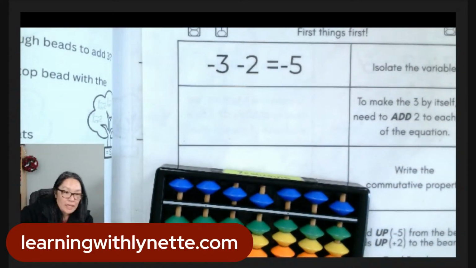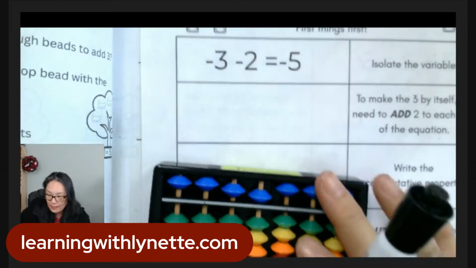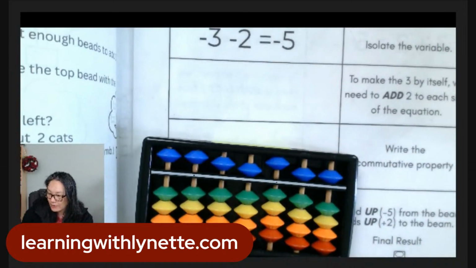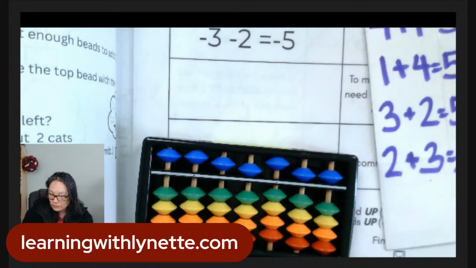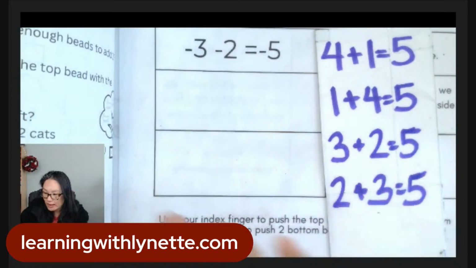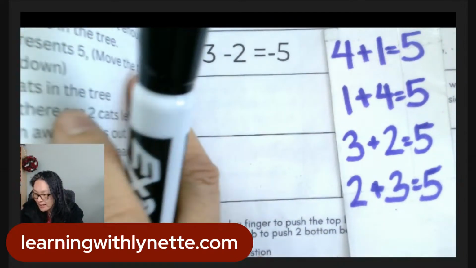Cool. Let me know if you have any questions. We can go further into what's the next step. Well, the next step is understanding how to make a 10. So what we just did is we understood how to make a 5. We added the 5 and we subtracted the 5. So now the next step is to understand how to make a 10.